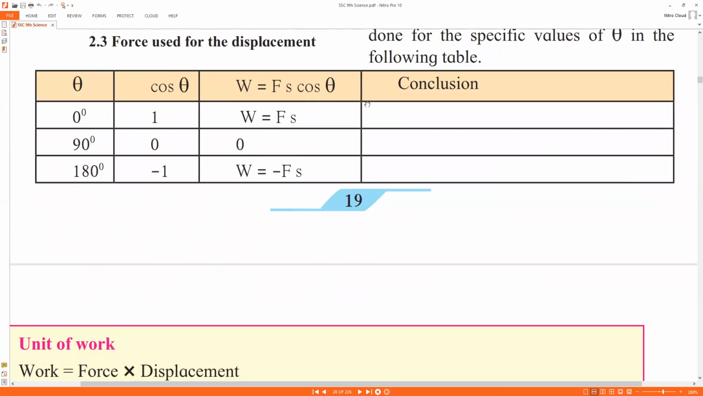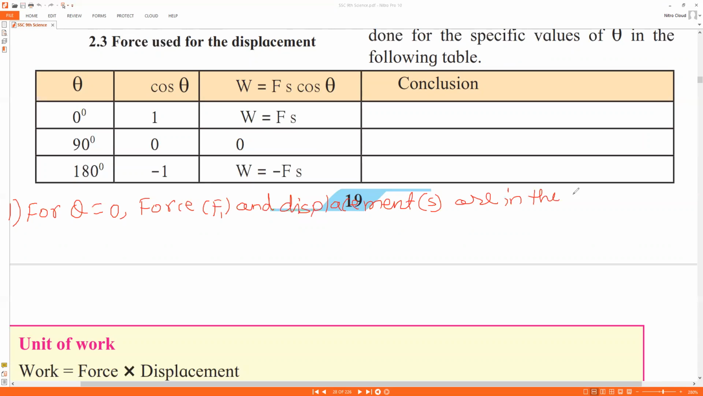Here when the angle is zero, that means I draw it for theta equal to zero. The force, that is F or F1, and the displacement, that is S, are in the same direction. Okay, they are in the same direction. Force is on this side and displacement is also on this side. So the angle between the force vector and displacement vector, or the direction of force and the direction of displacement, is zero degrees. That is why it is called theta zero. In that case cos of 0 is 1.